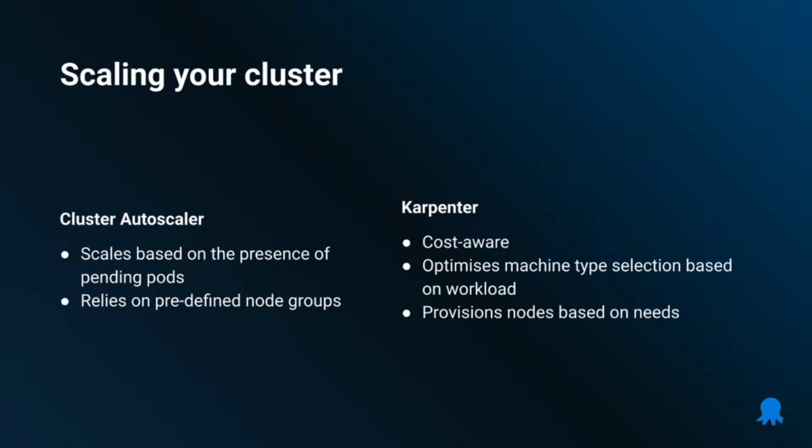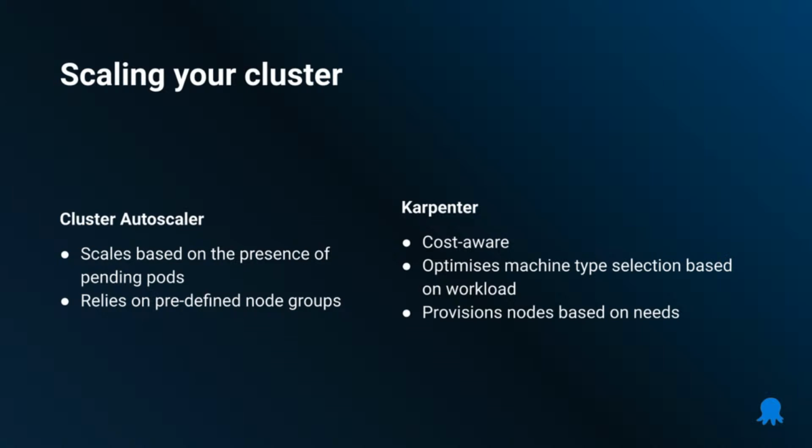Now that you've scaled your workloads, all of a sudden, you're going to need more nodes. That's where cluster scaling comes in. There are two main options. The cluster autoscaler, which is included by default for many managed distributions. This scales based on the presence of pending pods. It uses node groups that you've set up beforehand, and you can set bounds on your scaling so that you don't run into AWS or Azure or GCP limits.